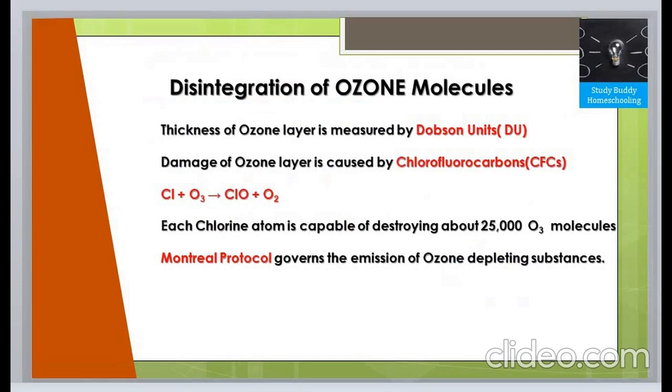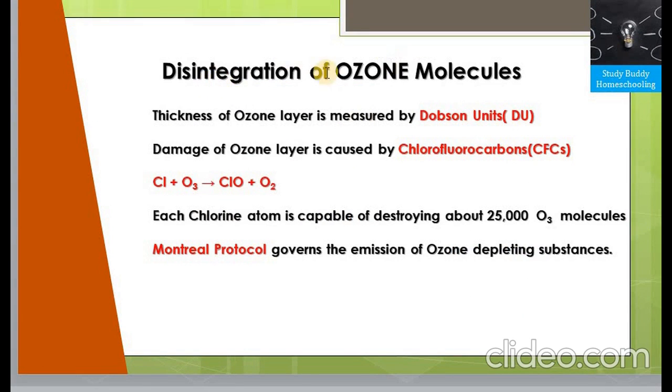Now let's see how these ozone molecules are getting disintegrated. The thickness of the ozone layer is measured in what are known as Dobson units. This thickness of the ozone layer is getting destroyed by chemicals known as chlorofluorocarbons, CFCs. These CFCs are released by refrigerators, perfumes and certain industries. So this chlorine mixes with an ozone molecule and breaks it down into ClO plus O2.